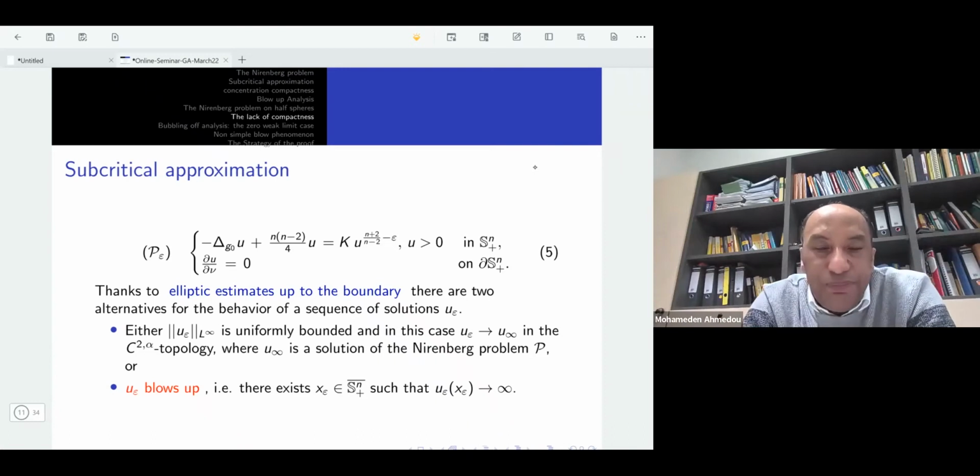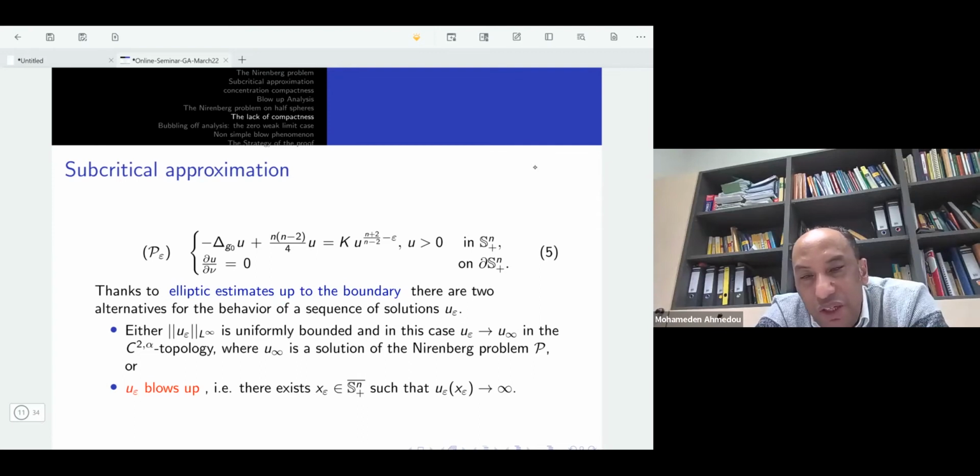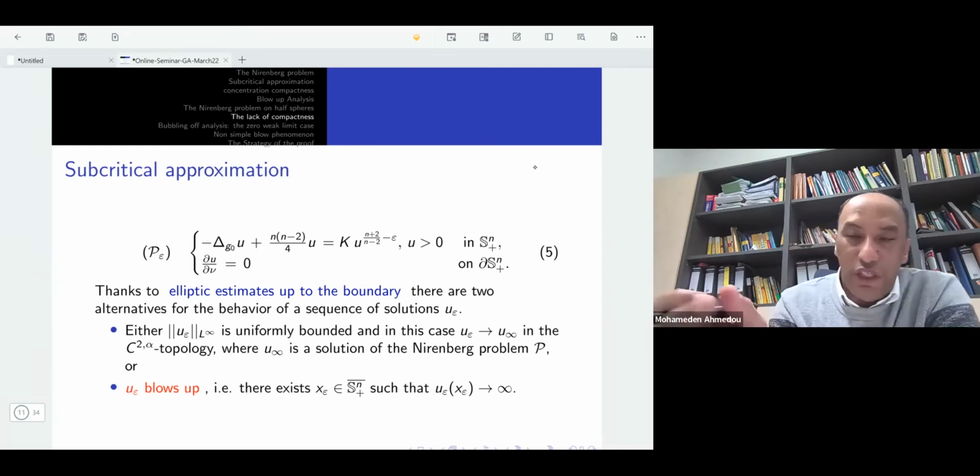And so what you find is something very similar to what we have already seen for the closed case, namely there are two possibilities: either the L-infinity norm of u epsilon is uniformly bounded. In this case, you have a convergence in the C^alpha topology, and the limit is the solution of this Nirenberg problem here on the half sphere.